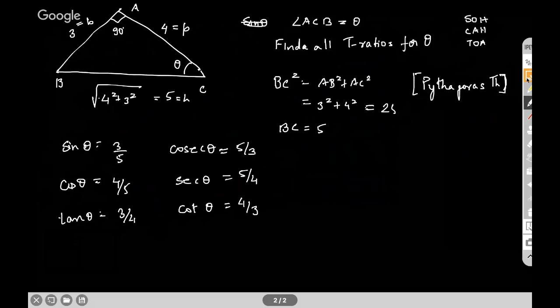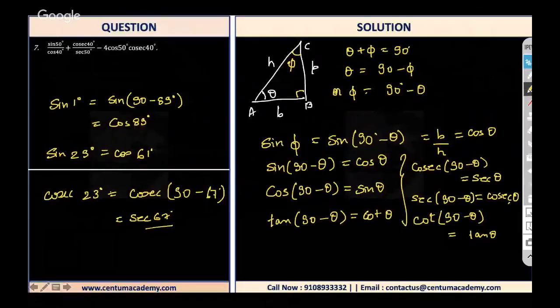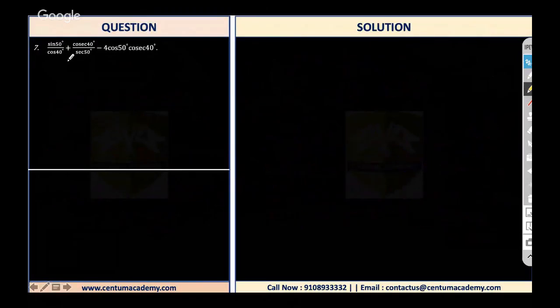Okay. Now let's move back to our problem. So let us solve this problem. The problem is sine 50 degrees. So based on complementary angles, very easy.